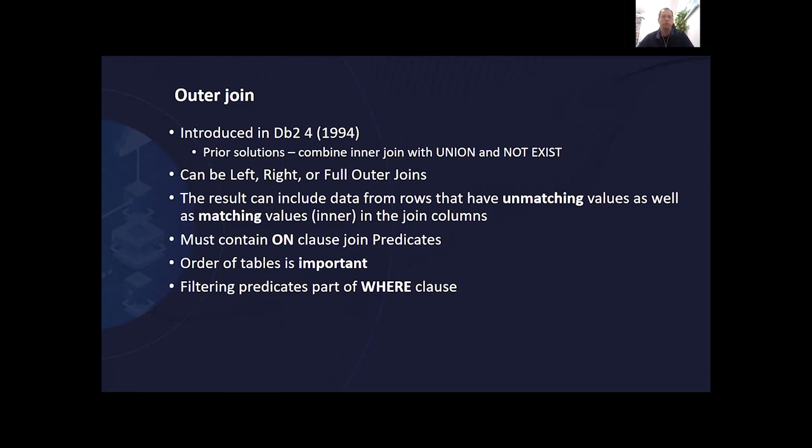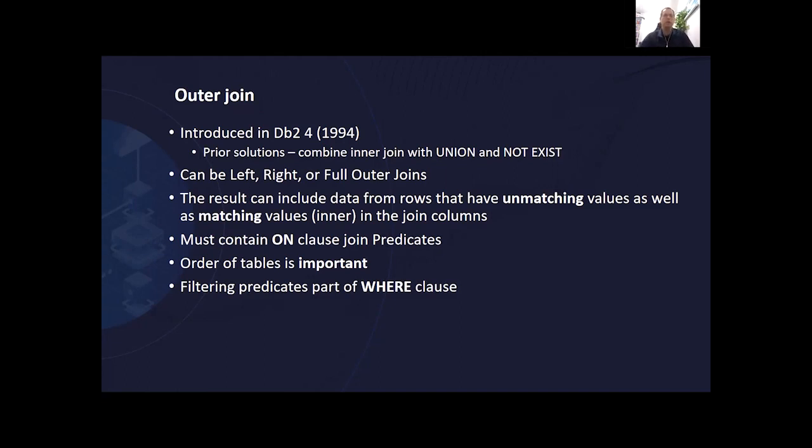Outer join was introduced in DB2 4. There were some prior workarounds I have found using union and not exists clauses and such. But since DB2 4, it's easy. We have this outer join. It can be three flavors: left, right, or full. The results can include the data from rows that have unmatching values as well as the matching.